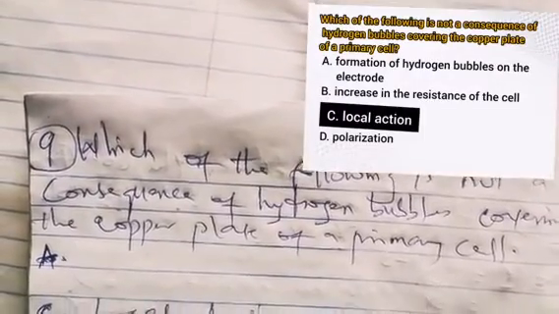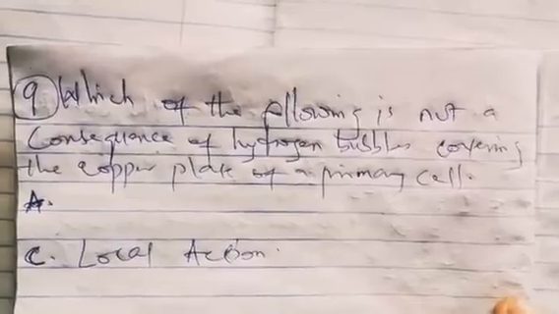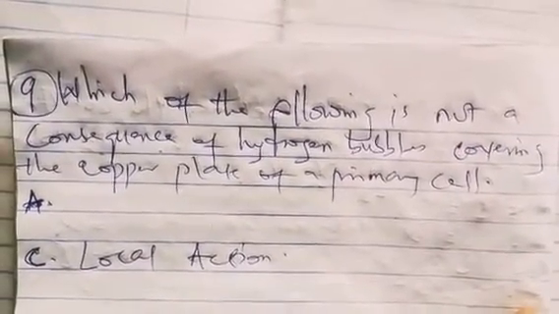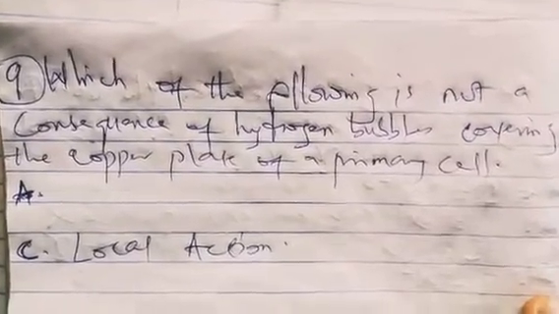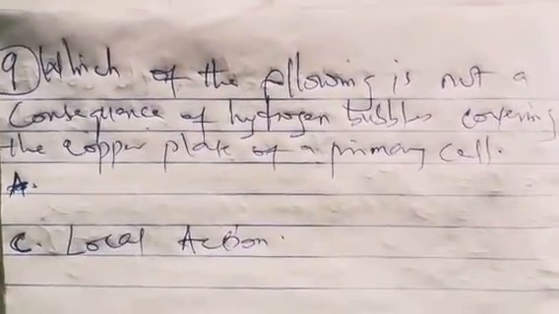Local action is simply the process whereby a battery begins to discharge the current in it, even though the battery is not connected to an external source. That is local action. So it doesn't have to do with hydrogen bubble formation on the copper plate of the primary cell. So the correct option is option C, local action.